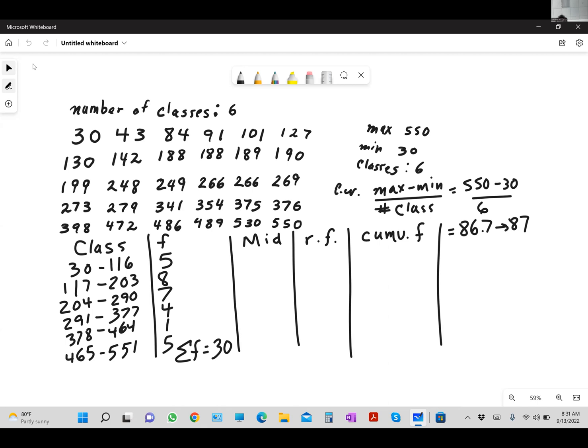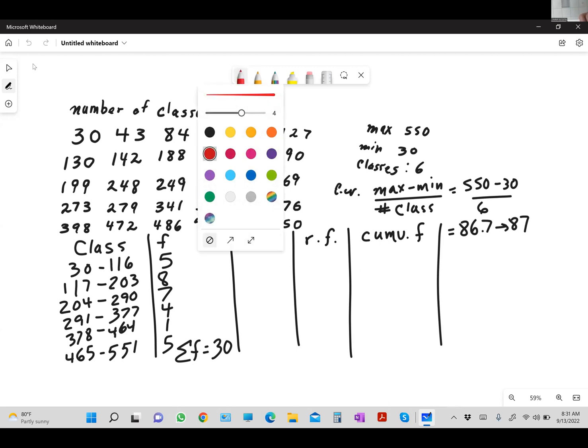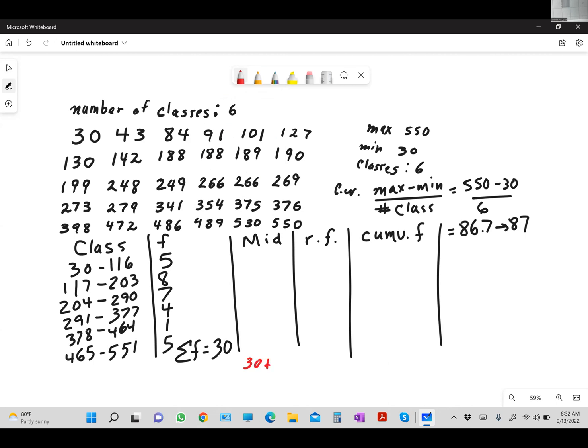So how do we do midpoint? Nobody knows? Come on, some of you already did it. Add the lower limit and the upper limit of the class, and then divide by 2. So it's 30 plus 116, and then divide that by 2. If you did that properly, you should get 73. You added the numerator, got 146, and divided by 2, you get 73. So you can put 73 right here.